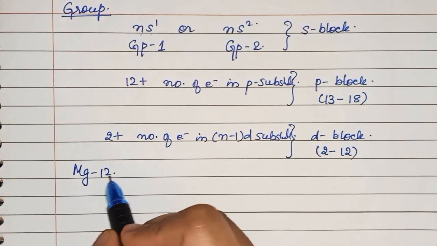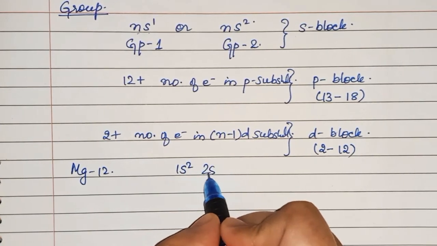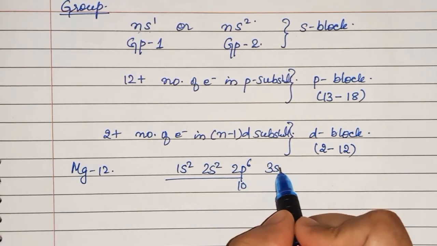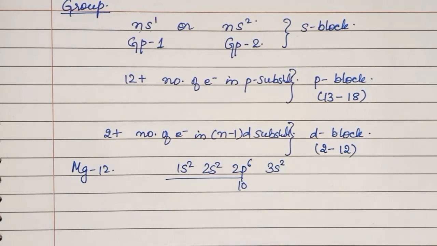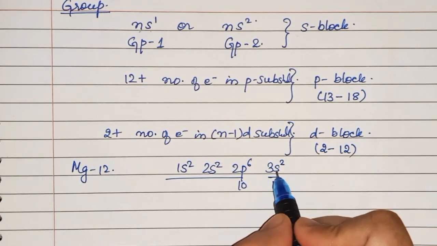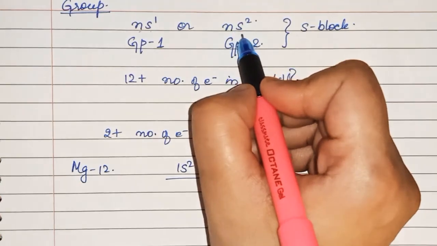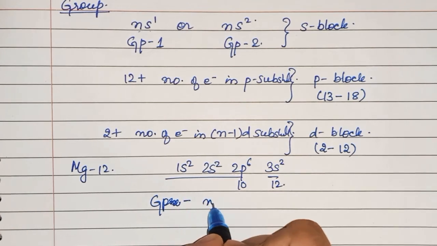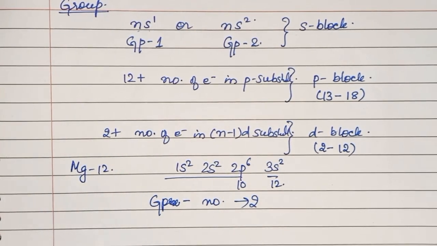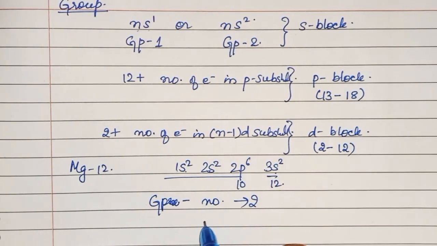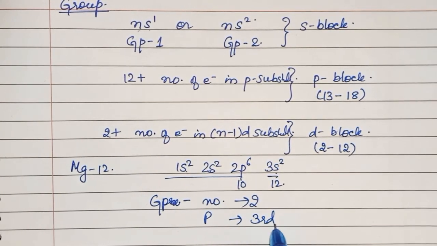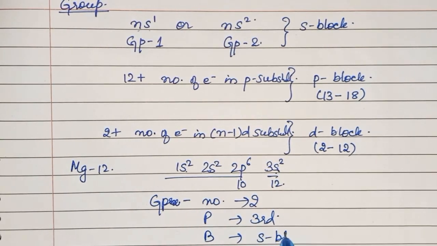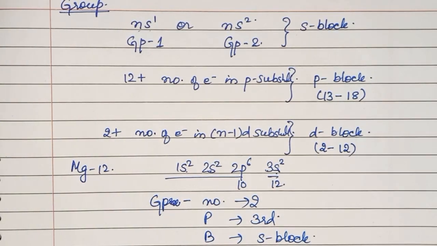Let's take one example of magnesium. The electronic configuration will be 1s2, 2s2, 2p6, till here it is 10, then 3s2. So it will be 12. See here it is S2, and S2 means group number 2. The largest value of n is 3 only, so the period will be 3rd. The last electron is in the S subshell, so the block will be S block. It is clear to you all children?